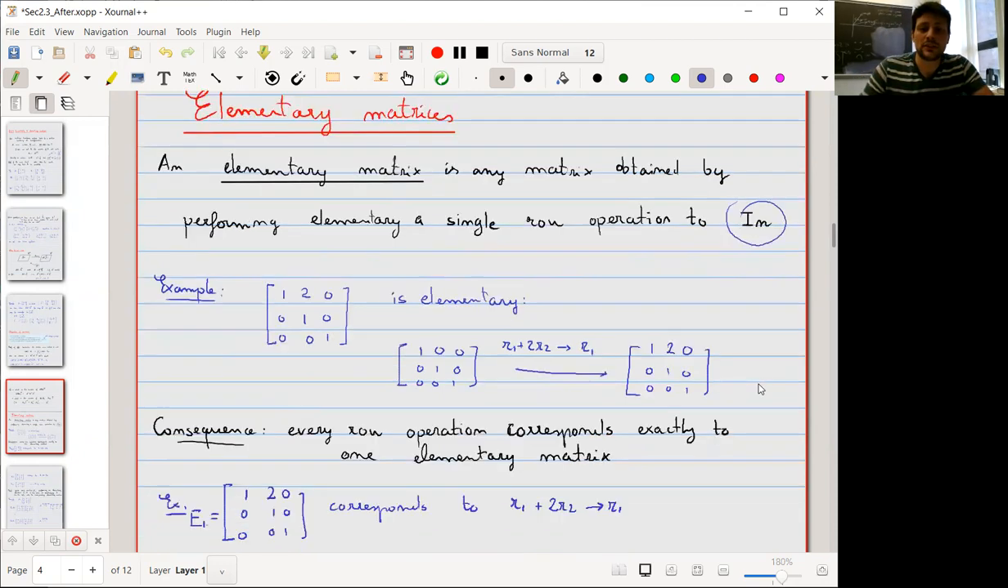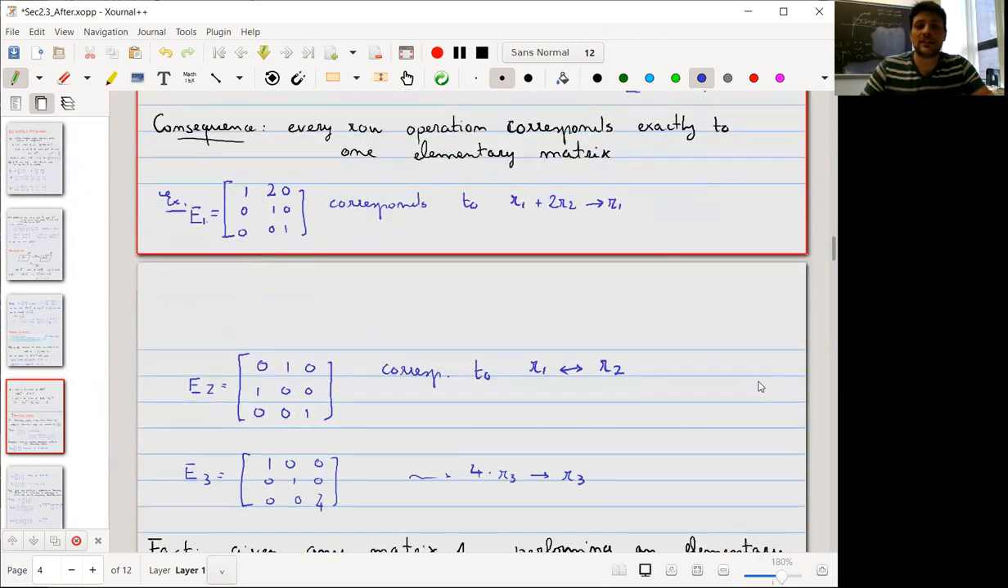The consequence of this definition is that we have an exact correspondence between row operations on one side and elementary matrices on the other side. Here's a few examples. There's E1, the matrix that we just saw. It corresponds exactly to the elementary row operation R1 plus 2R2, adding twice the second row to the first.